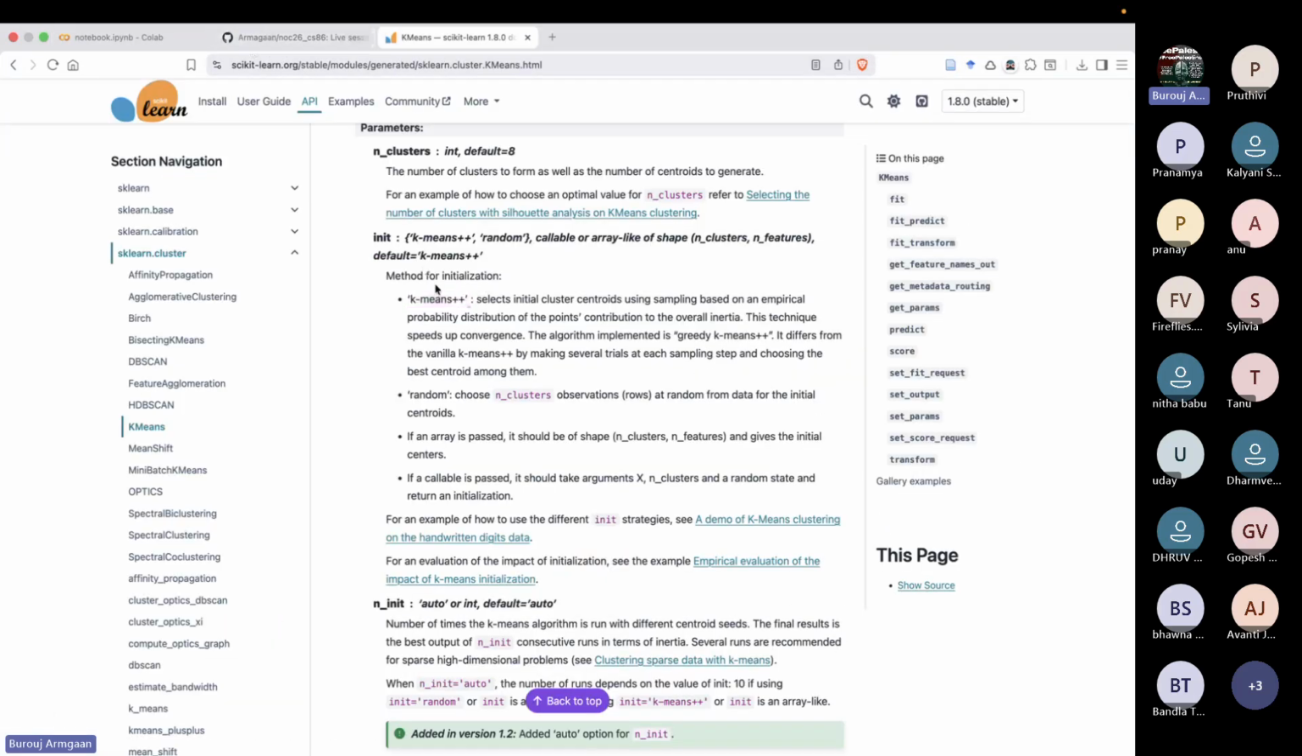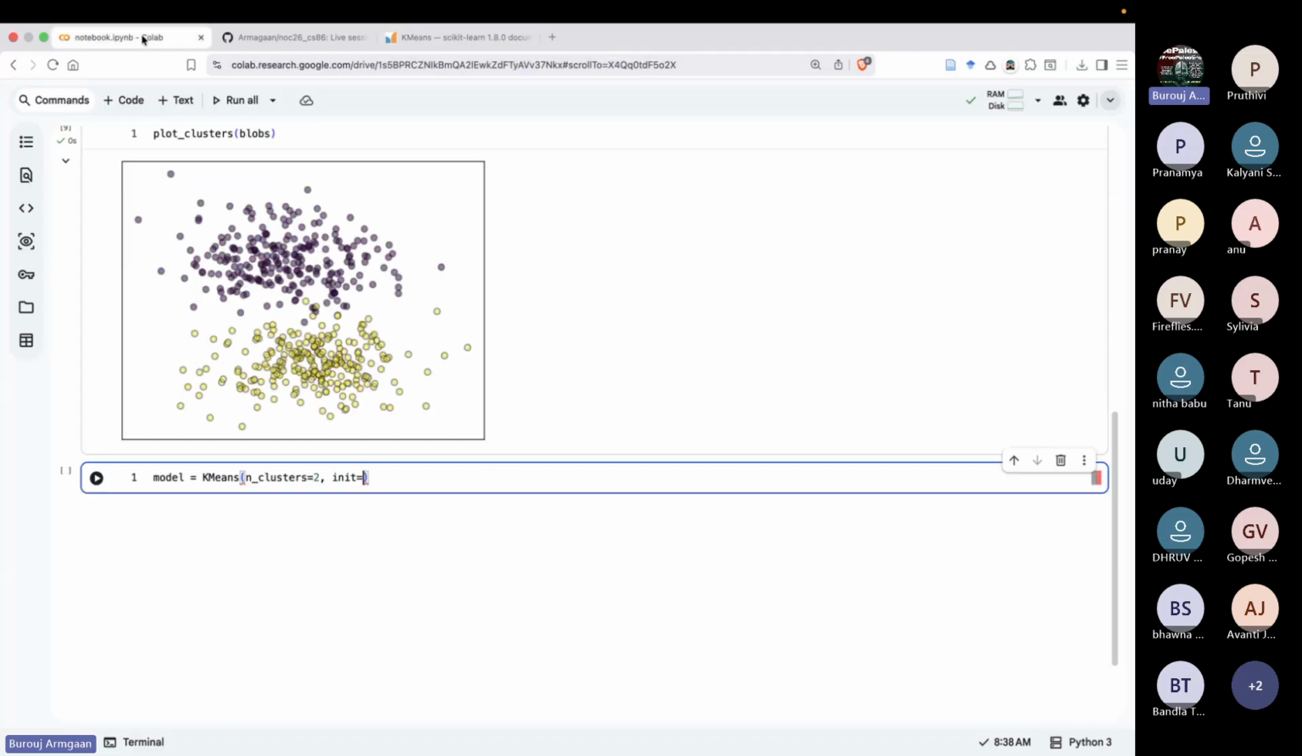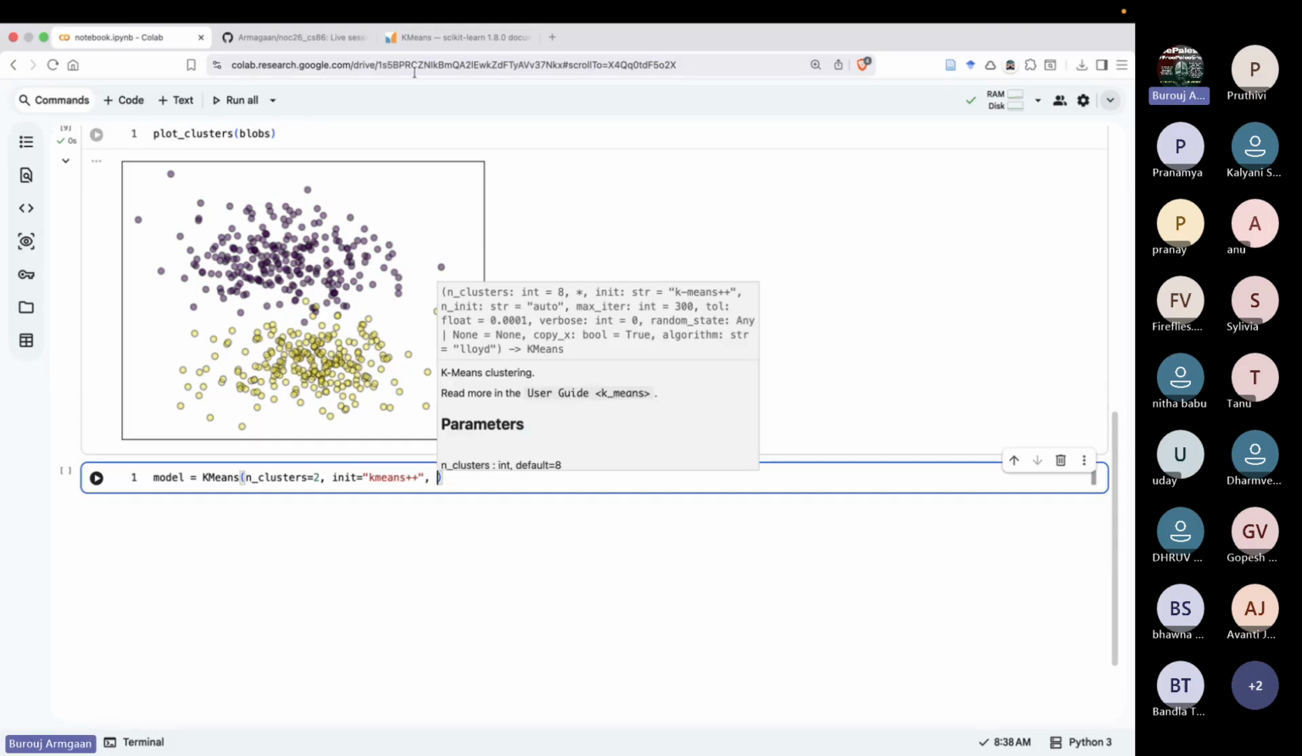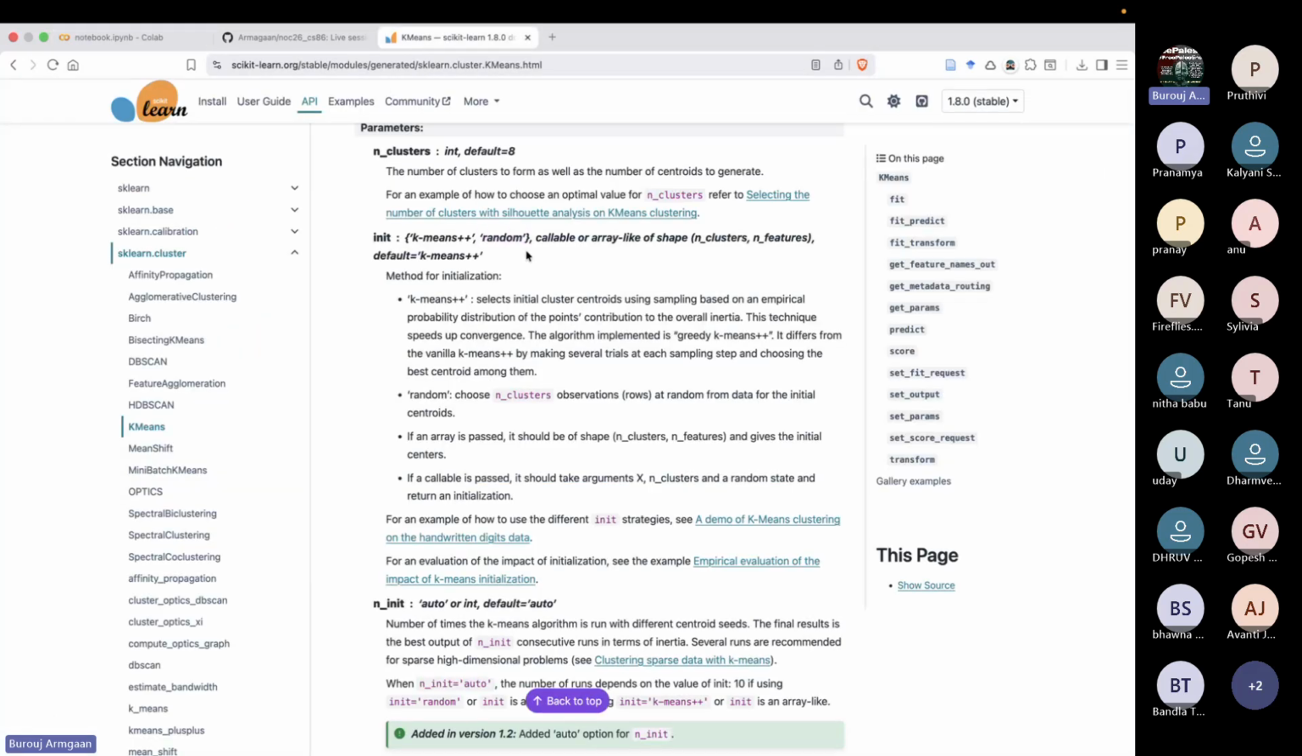That is also the default that sklearn uses, this k-means plus plus. Random is where you pick any random situation, which would be the other case. But this also messes things up because multiple runs can give you different results. So k-means plus plus is good in that sense. So we can use k-means plus plus.